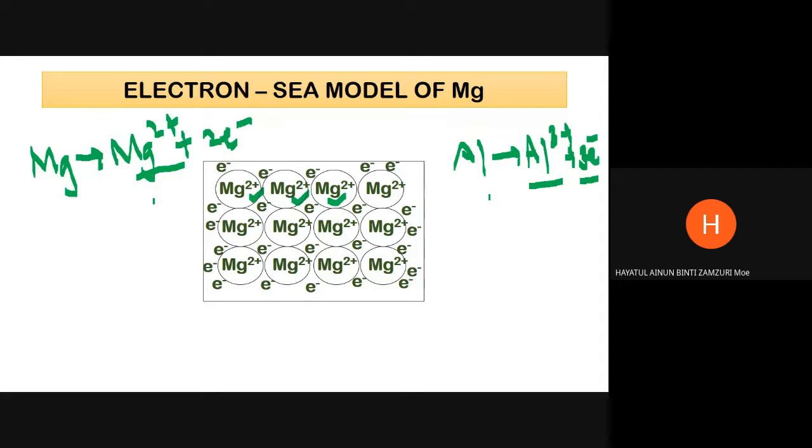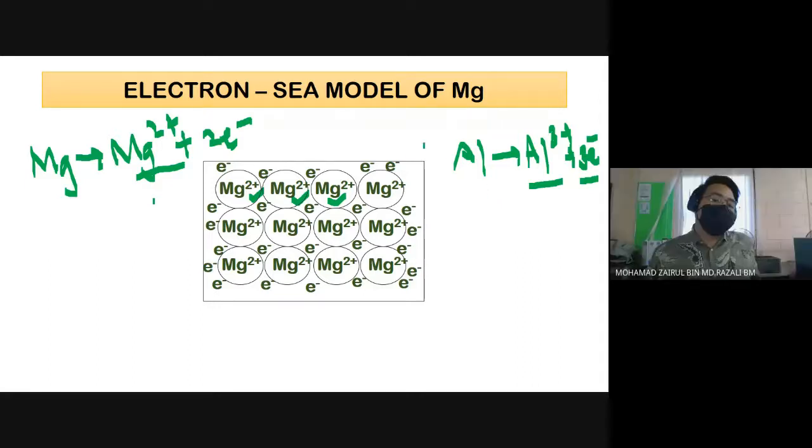Elektron-SEA model ni untuk cation je ke? Anion sekali? Tak, dia untuk cation, sebab electron-sea model ni adalah model yang kita gunakan untuk explain metallic bond. Metallic bond ada dalam metal sahaja. Kalau anion, metal mana boleh form anion, sebab metal kan highly electropositive. So dia tak boleh form anion. Sebab tu benda ni hanya valid untuk metal sahaja. Sebab tu nama dia metallic bond. Okay, ni betul.